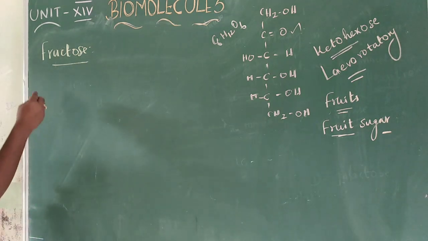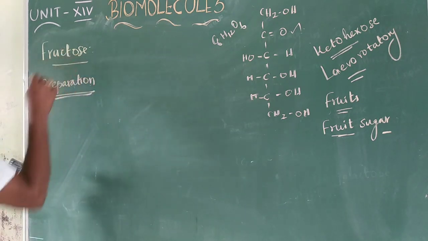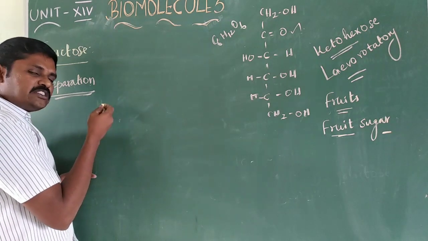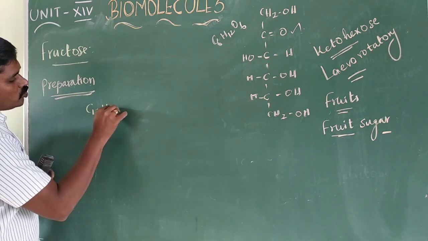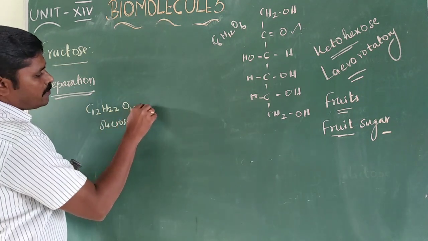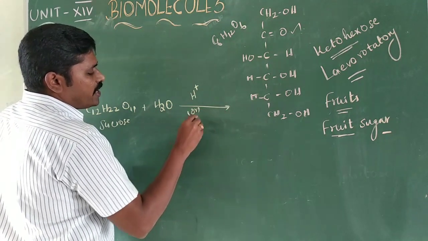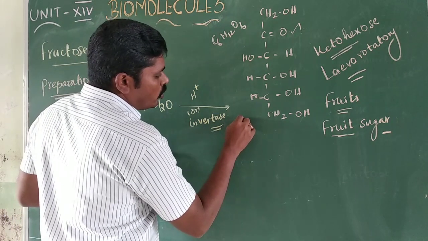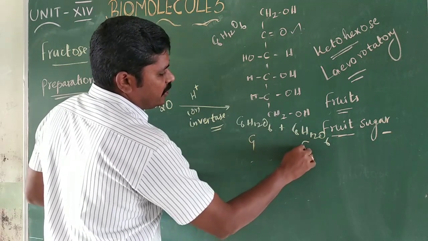The preparation of fructose. The hydrolysis of sucrose in presence of dilute sulfuric acid or the invertase enzyme. C12H22O11, sucrose, plus H2O, in presence of dilute sulfuric acid or invertase enzyme, is converted into glucose and fructose, C6H12O6 plus C6H12O6.